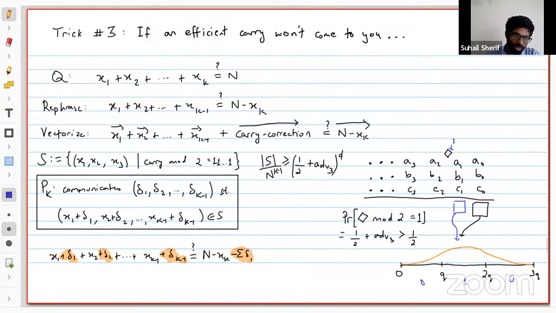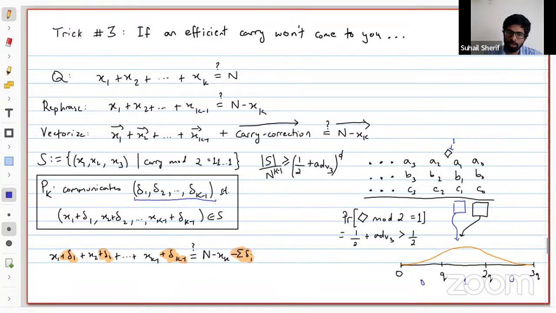And so the new question that they're asking is this: is the sum of my new numbers equal to n minus xk minus the summation of whatever numbers I've added on? So this is a new exactly n problem, except that now we already know what the carry is. The carry is the all 1 string. And this is more efficient now, because suppose player K communicates this specific string, delta 1 to delta k minus 1.